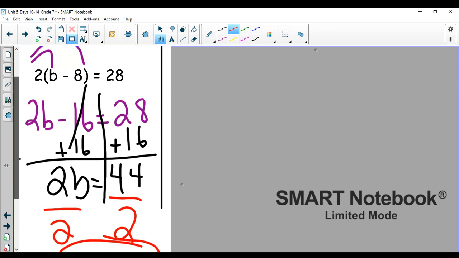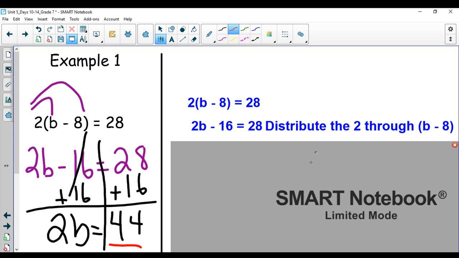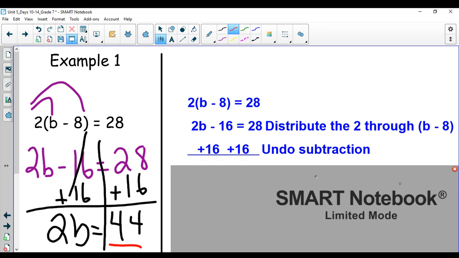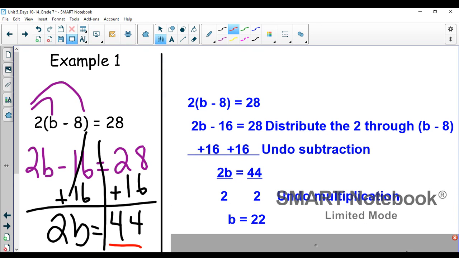So I'm just going to kind of show this in the typed version just to show you step by step. The first thing we're doing is distributing that 2, and we're adding 16 to both sides. After we do the distributing, it's nothing different from what we've been doing all year long and what we went over yesterday.